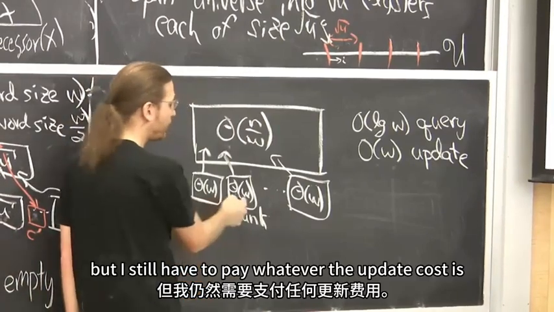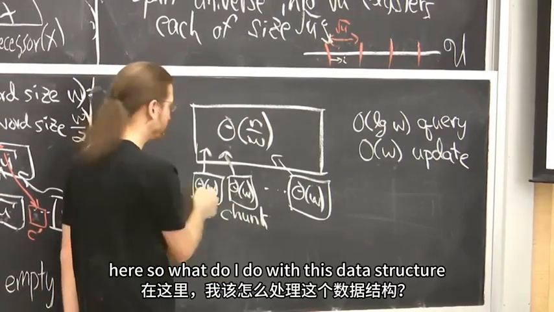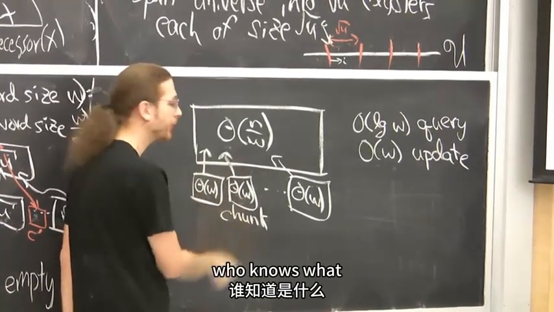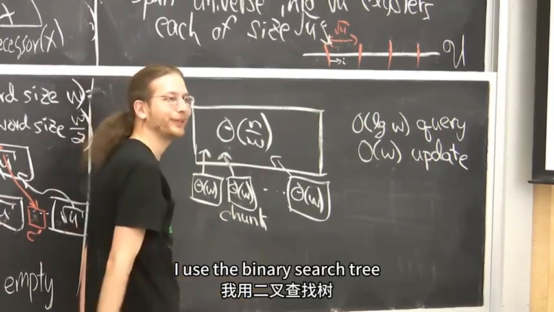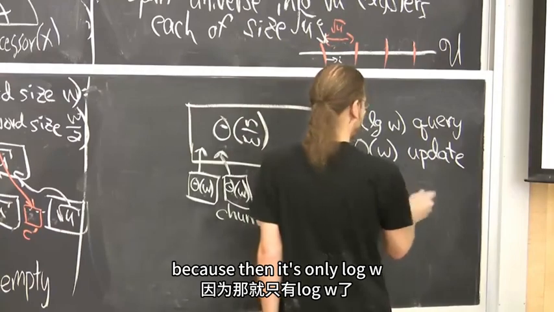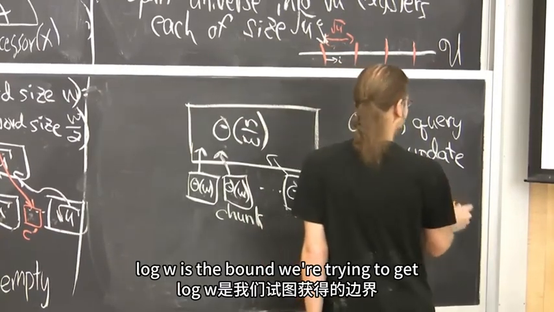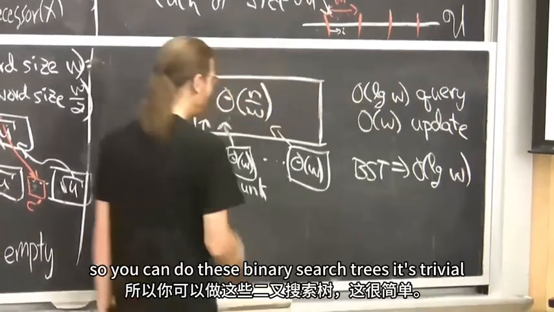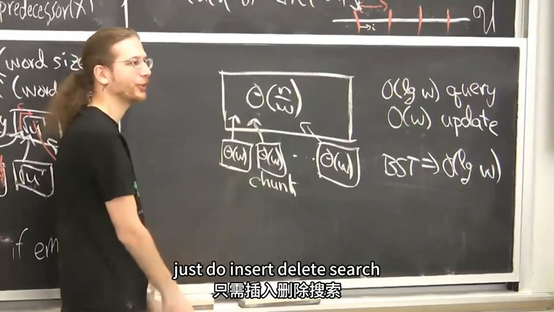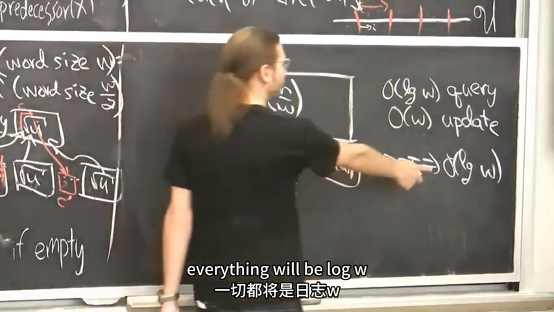But I still have to pay whatever the update cost is here. So what do I do with this data structure? I don't want to use Van Emde Boas because this could be over a big universe, who knows what. I use a binary search tree. Here I can afford a binary search tree because then it's only log W. Log W is the bound we're trying to get. So you can do these binary search trees. It's trivial. Just do insert, delete, search. Everything will be log W.